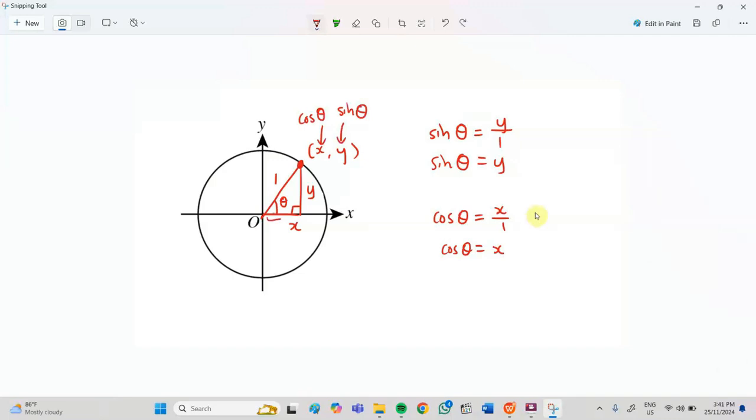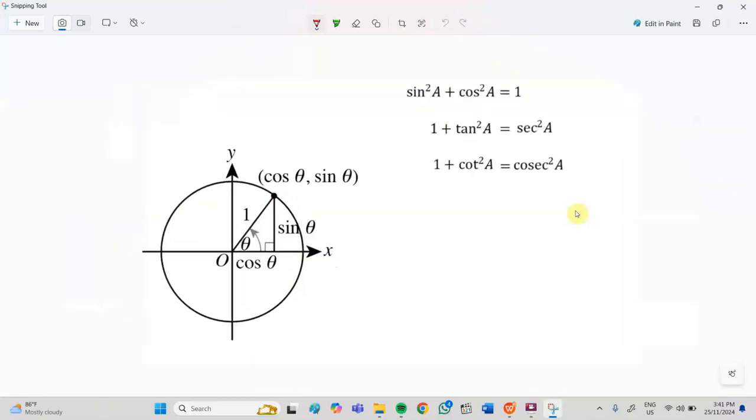And one more thing is the length of this side, which is denoted by x, is also the cosine theta, and the height here, which is denoted by y, is sine theta. And this is how you get this diagram here, where the horizontal length is cosine theta, and the vertical length of the right angle triangle is sine theta.